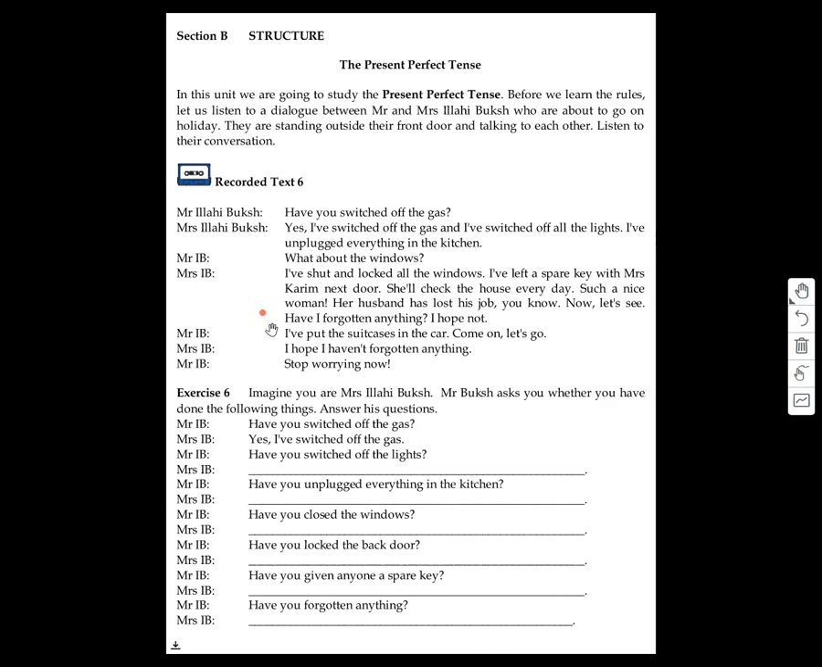Stop worrying now. So you see, they have used present perfect tense to show different conditions that we have just discussed: unspecific time, recently completed action, something that did not run the course of its time, and so on.